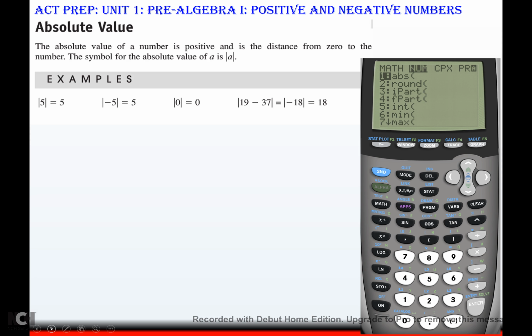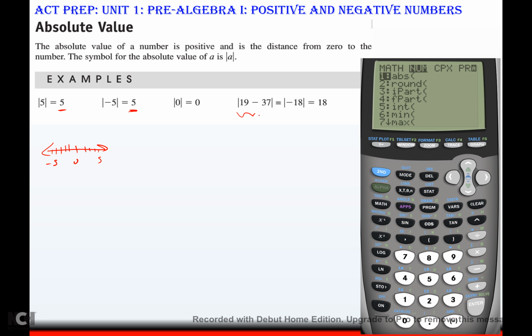Alright, absolute value means the distance from 0 to the number. It doesn't care about directions. So the absolute value of 5 is 5, because on a number line, to get from 0 to 5 is 5 steps. Likewise, the absolute value of negative 5 is 5, because from 0, it doesn't matter that I'm going left, it's still 5 steps to get to negative 5. You're not looking at direction when you talk about absolute value. You're just looking at the distance from 0. The absolute value of 0 is 0.